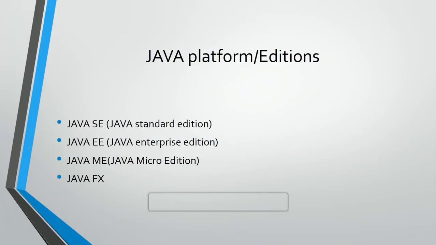There are different Java platforms or editions that Java provides us so that we can build different types of application. The first one is Java Standard Edition. The second one is Java Enterprise Edition. We can develop web applications using Java Enterprise Edition. The third one is Java Micro Edition. We can develop mobile applications using Java Micro Edition. And the fourth one is JavaFX. Move forward.